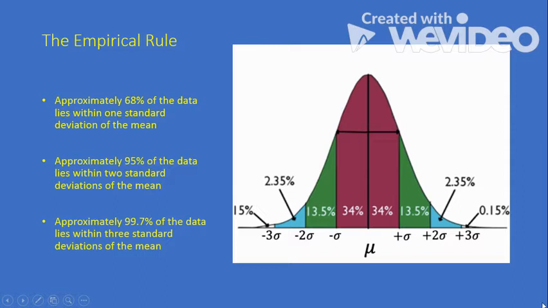The empirical rule can be used on a symmetrical bell-shaped data set to estimate the probability of an event occurring. Approximately 68% of the data lies within one standard deviation of the mean. Since the distribution is symmetrical, 34% of the data lie within one standard deviation below the mean, and 34% lie within one standard deviation above the mean.